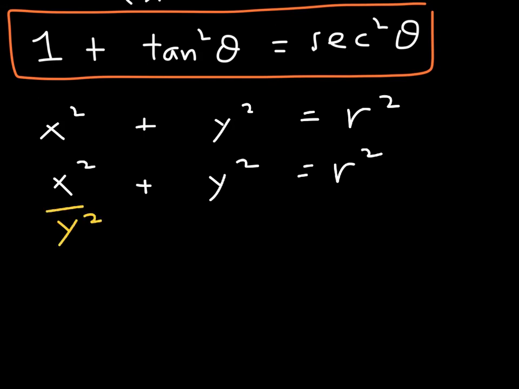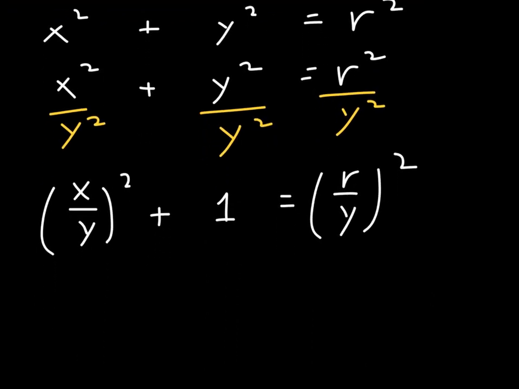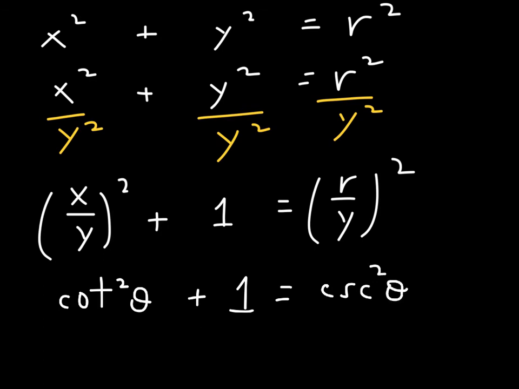Dividing by y squared, we get (x over y) squared plus 1 is equal to (r over y) squared. Now, x over y is exactly how we define cotangent of theta. So this is cotangent squared of theta plus 1 is equal to, now r over y is just cosecant of theta, so this is cosecant squared of theta. So this is the third Pythagorean theorem.